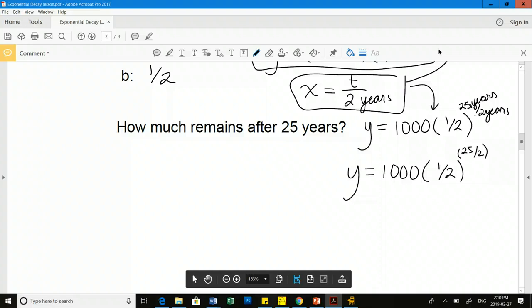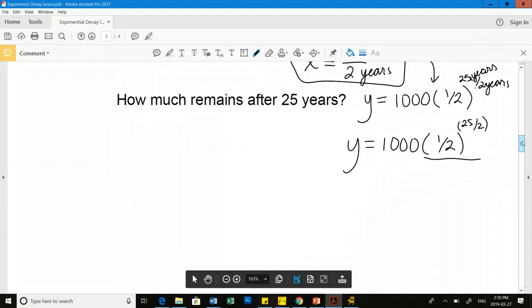Why isn't it just 500? BEDMAS, so I want to do exponents before I do multiplication of the 1,000 by the half. So this part we need to do first, and then we can multiply that answer by 1,000. Follow BEDMAS, people. Okay, let's see what we can get for this.